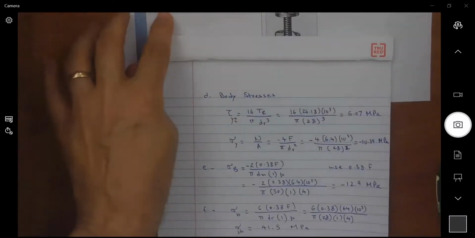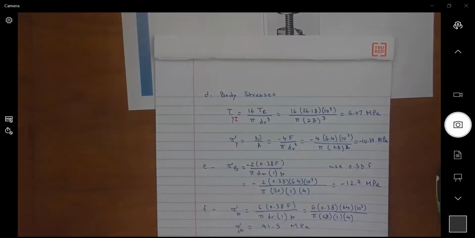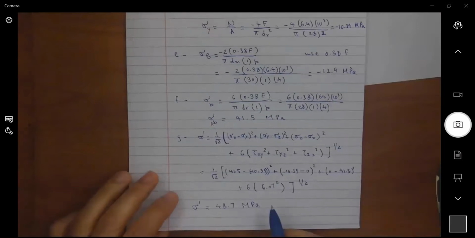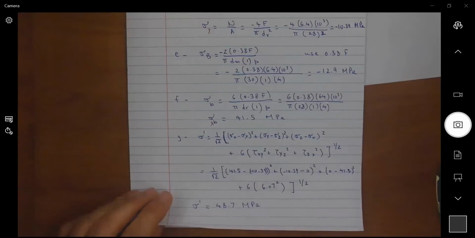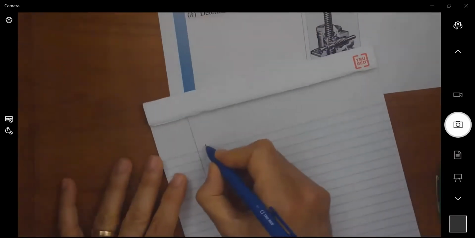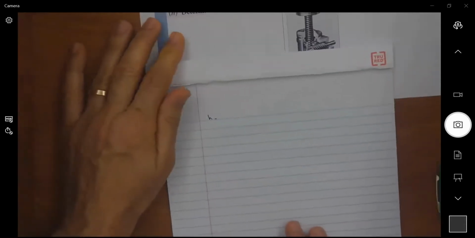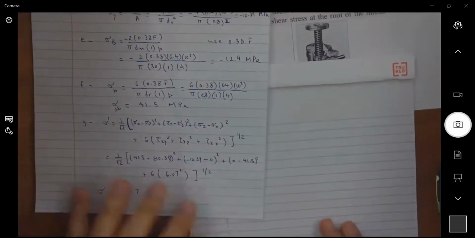The last thing that we have to find here is the maximum shear stress at the root of the thread. Now, if I am using the ductile energy theory, I would take the yield strength divided by sigma prime to find a design factor. Maximum shear can be used if we're using the MSS theory. So for part H here, finding the maximum shear stress, I am going to write down the stresses.